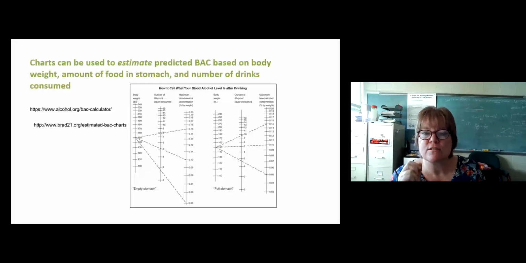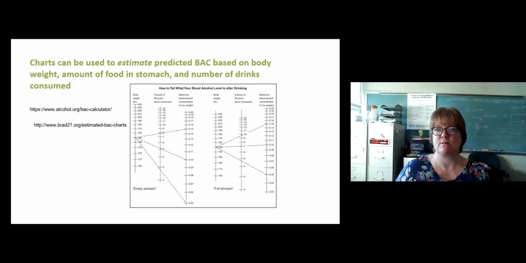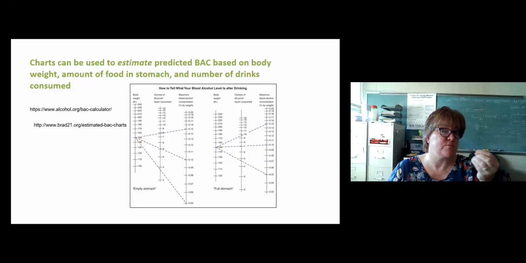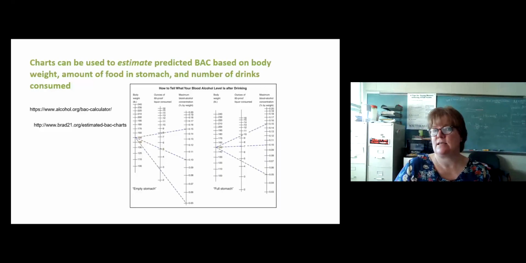So there are charts that can estimate what your blood alcohol content will be based off of your consumption conditions. These are based off your body weight, because your body weight affects how much water is in your overall body. It's also how much food is in your stomach. Remember, that affects the absorption rate and the actual number of drinks consumed.